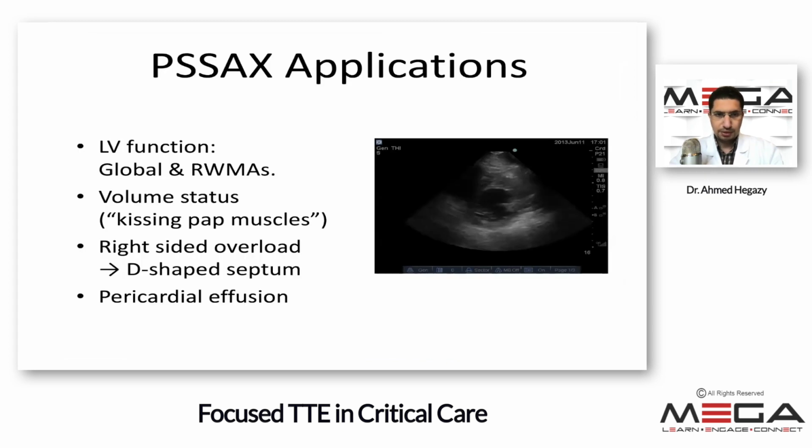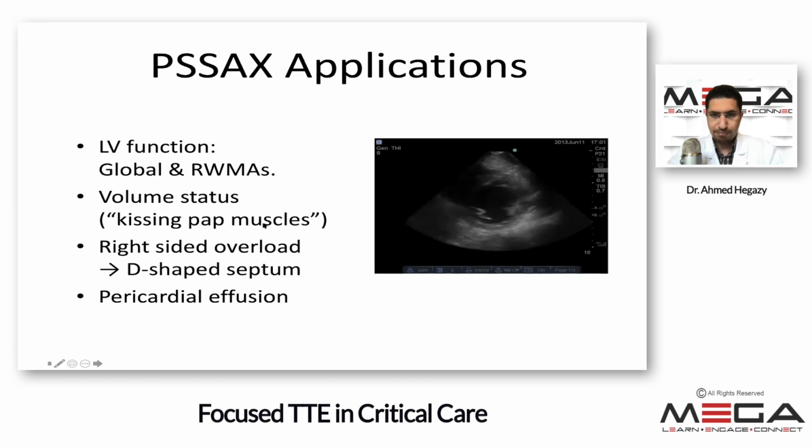All right. So in terms of applications, the parasternal short axis view is used to assess global and regional wall motion abnormalities. So global LV systolic function and regional wall motion abnormalities, as we mentioned, you can assess from this view. You can also assess volume status if the papillary muscles appear to be touching with each systole. We call this kissing papillary muscles.